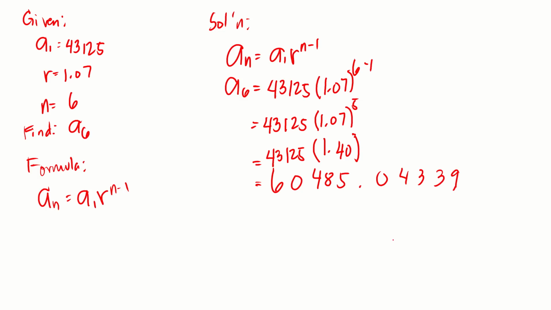So, ang lalabas pong answer sa inyo ay 60,485.043339. So, since we have a long decimal dyan, pera ang pinag-uusapan, automatically, we need to round it off to 2 decimal places. So, our final answer will be 60,485.04. At tapos na ba tayo dyan? Hindi pa kasi 'di ba kailangan pa natin yung conclusion.